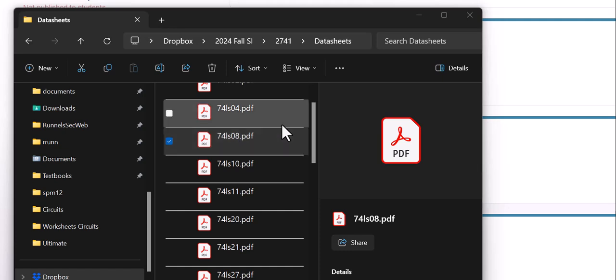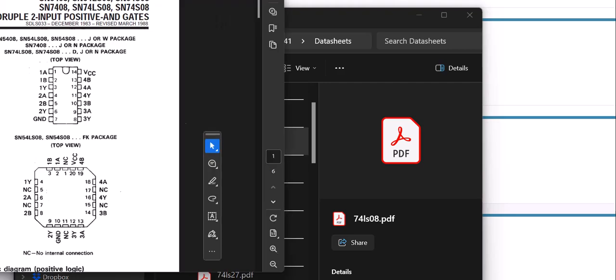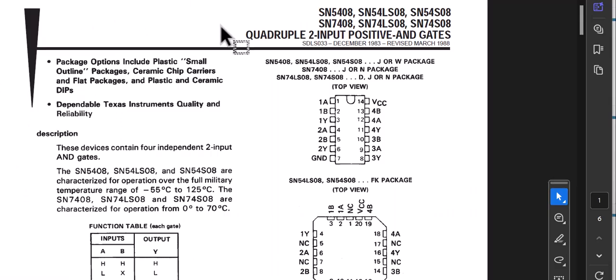So the one that y'all are going to do, and y'all just tell me if something's not showing up on the screen, because this is my first time trying to do this with 3 screens, really. So y'alls is the quadruple 2 input positive AND gate. So for the question that says what kind is it, that's the answer to that question.